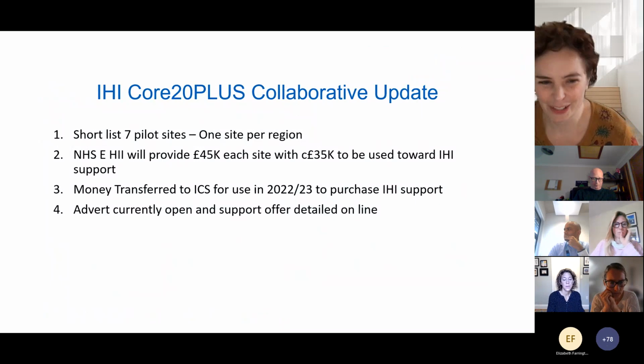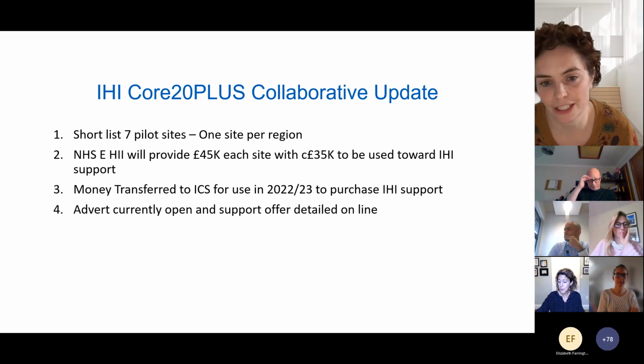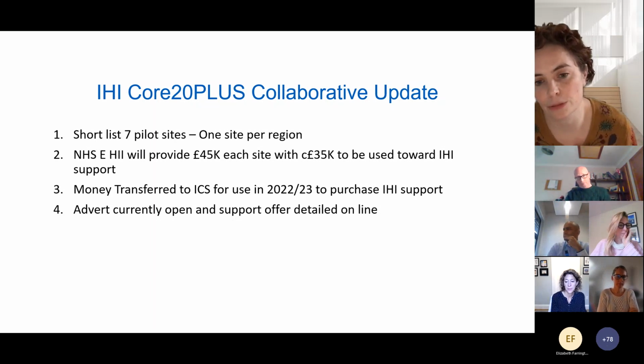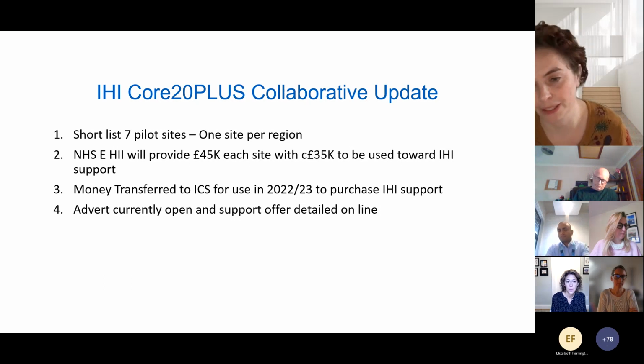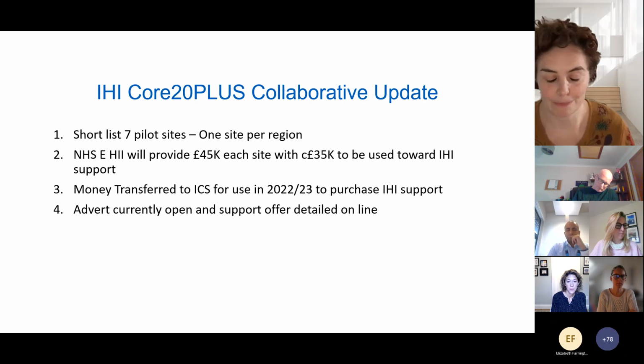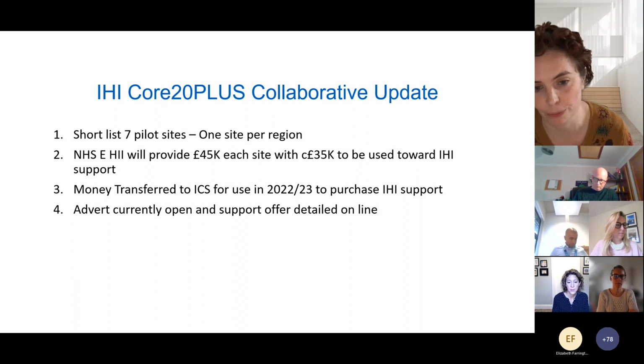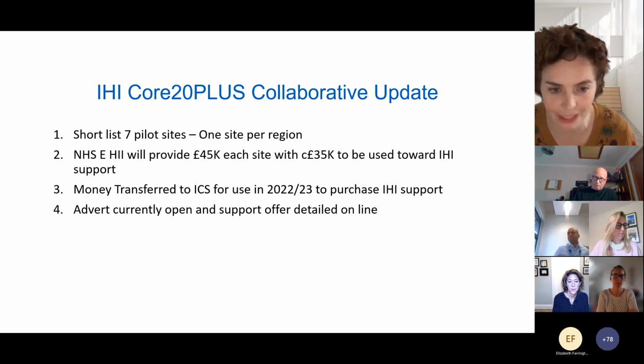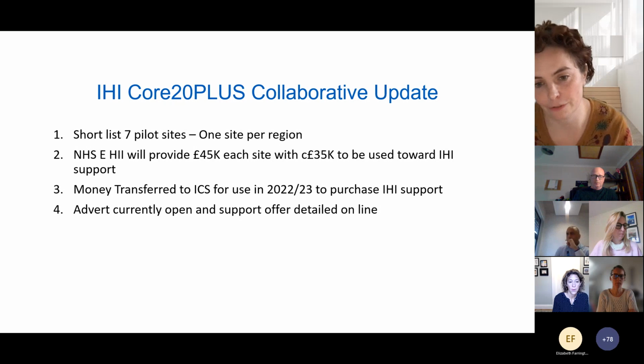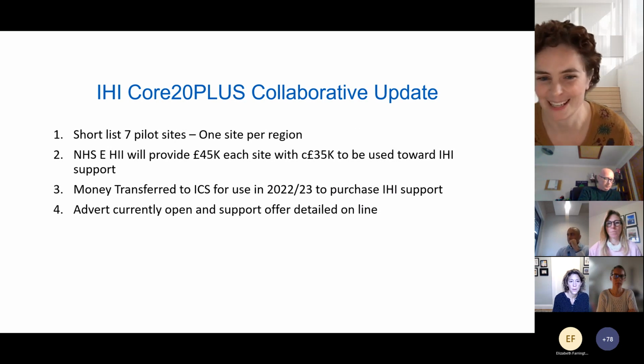So you're all here today to hear about our shortlisting process for the 7 pilot sites, 1 site per region. And NHS England will be providing 45,000 per site, and about 35,000 will be used to commission the IHI to offer the support package that you'll hear about in a few minutes. And so the monies will be transferred through NHS England through the regional and ICS structures. And the advert is currently online. Next slide, thank you.